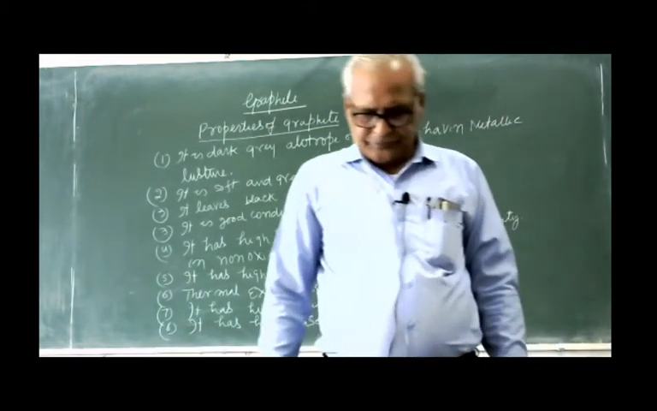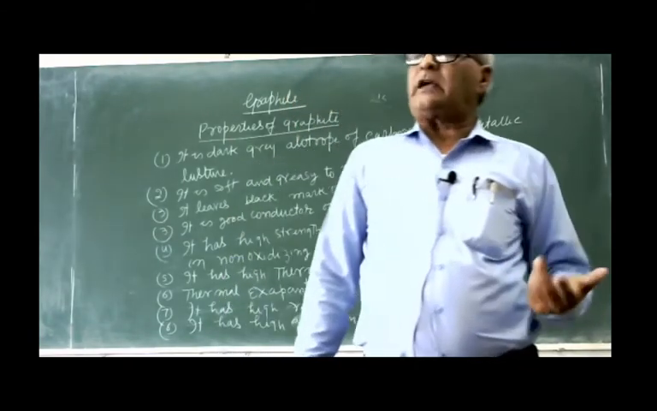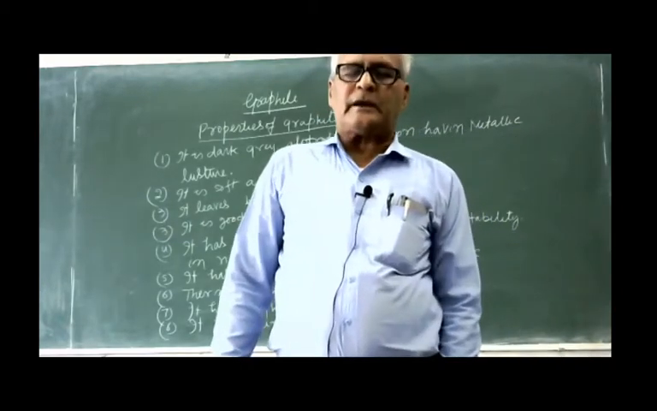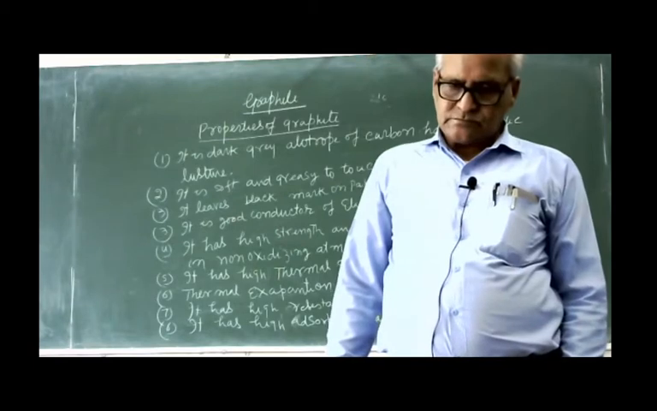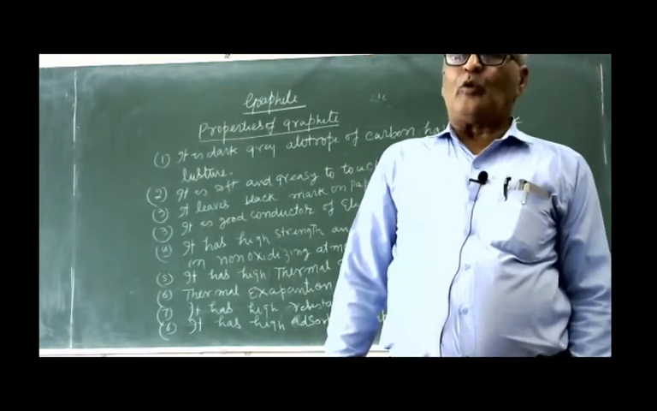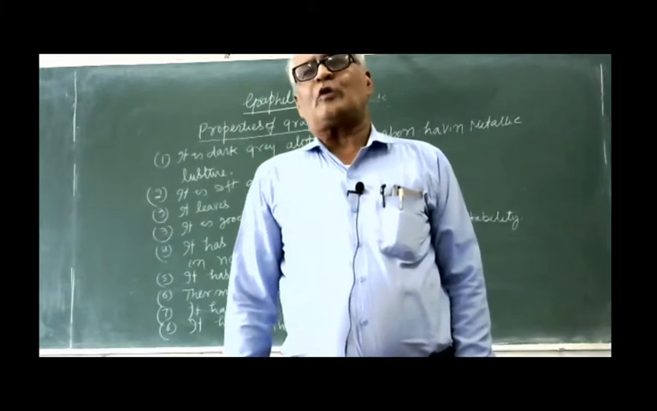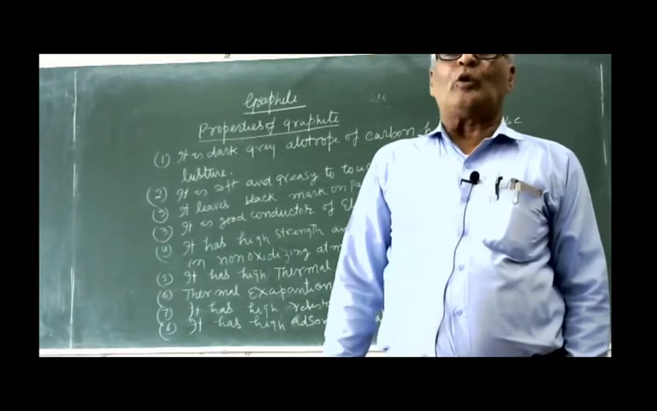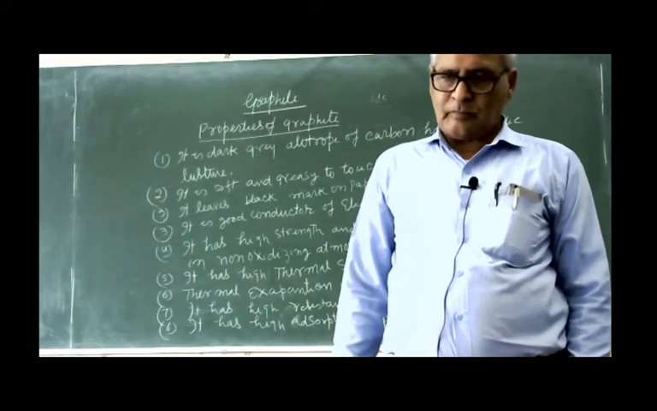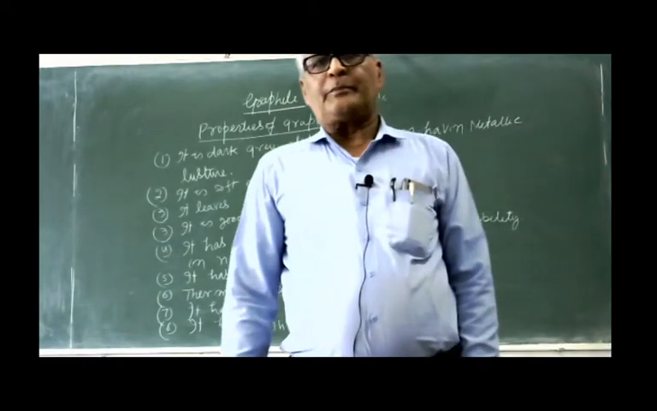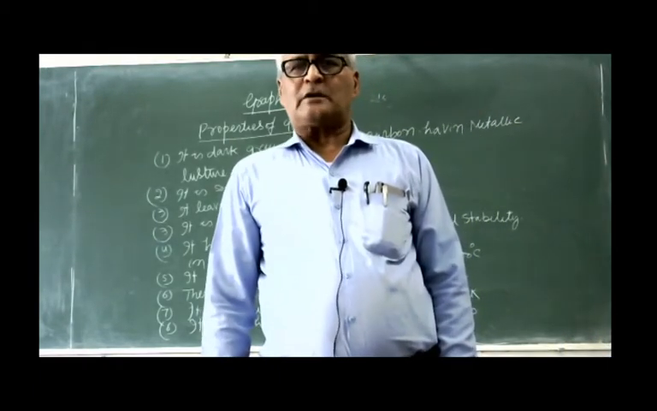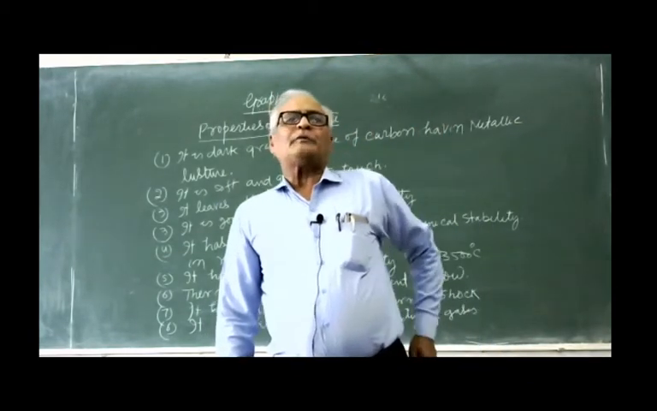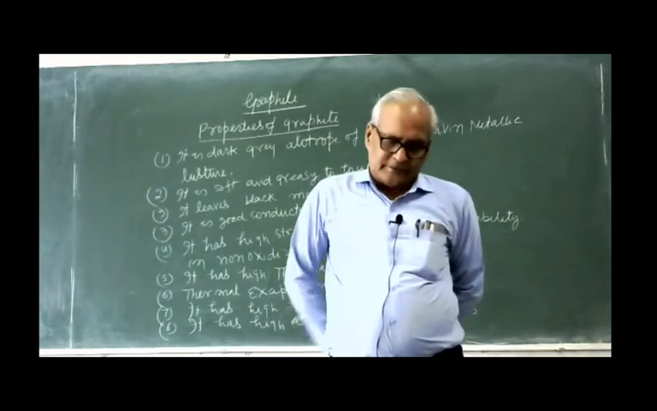Actually, graphite is nothing but the arrangement of the carbon atom in two dimensions. We know different allotropic forms of the carbon, like coal, charcoal, diamond, graphite, fullerene, etc. So all these are allotropic forms of the carbon.